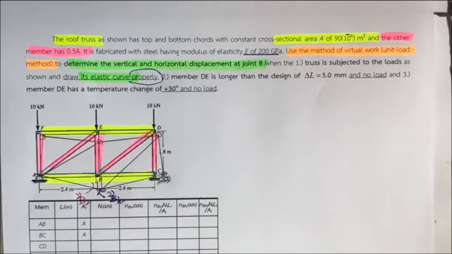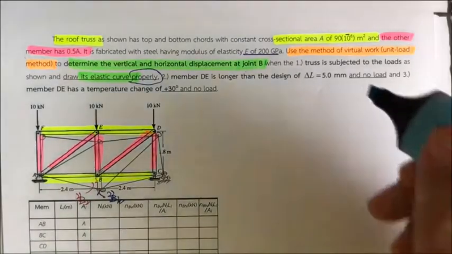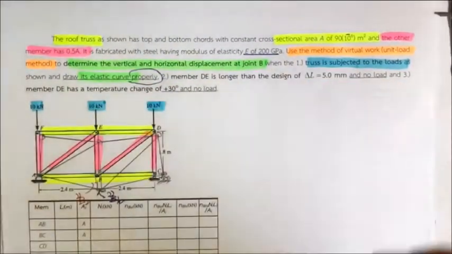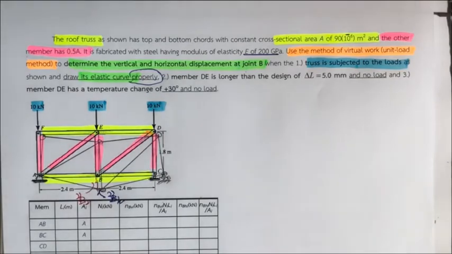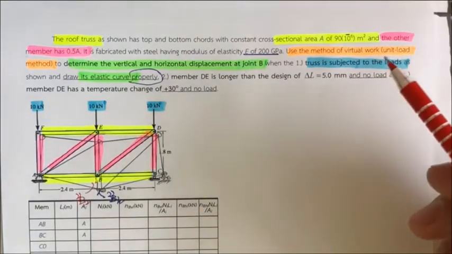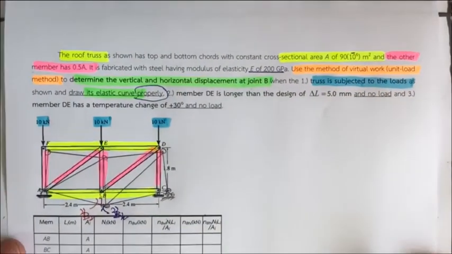This truss is subjected to three forces, this one, this one, this one. The forces are symmetric, and then we are going to use the method of virtual work, or the unit load method, to solve it. What is the basis of this?